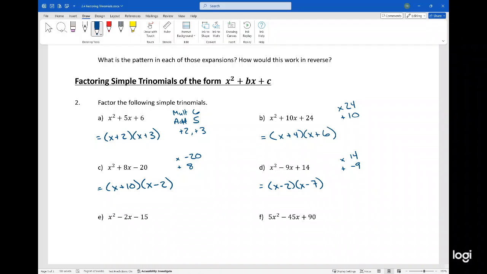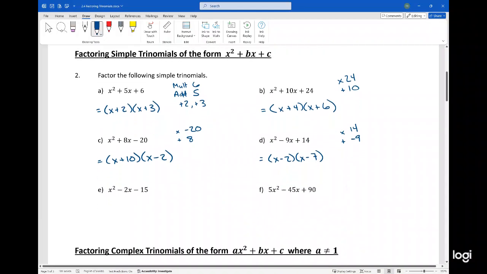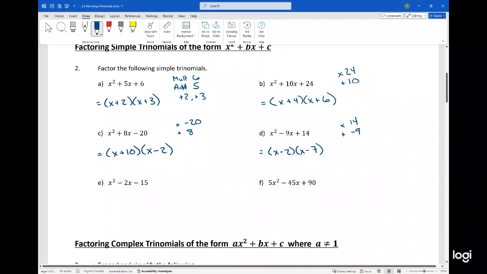Okay, so usually trial and error shouldn't take you more than a couple, and most people will see them pretty quickly, I think, as long as the numbers are reasonable.